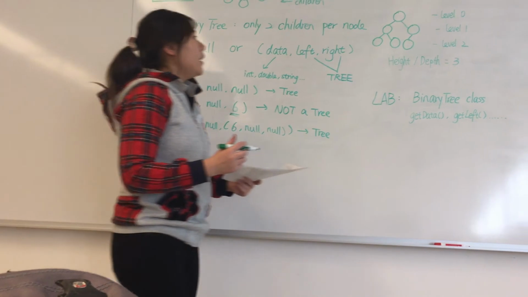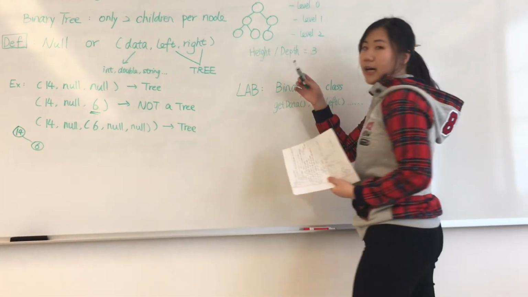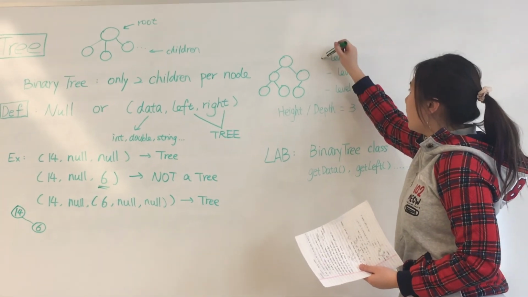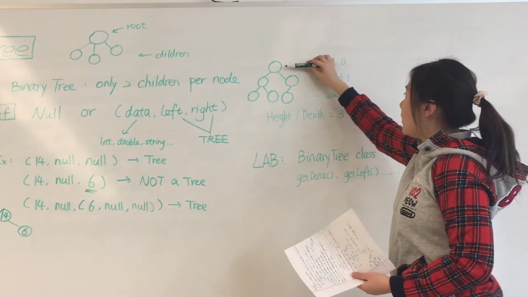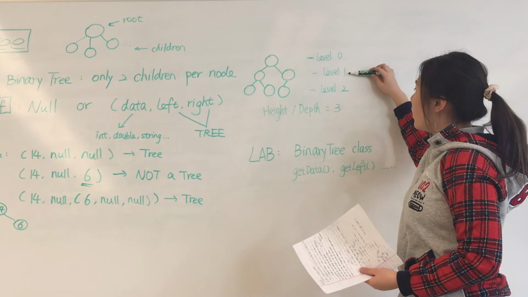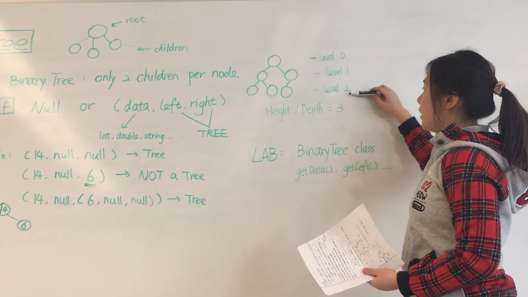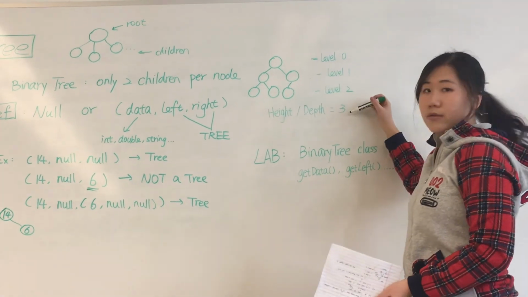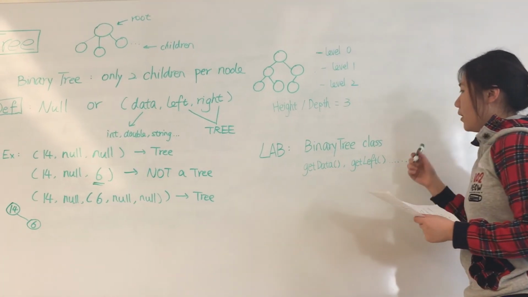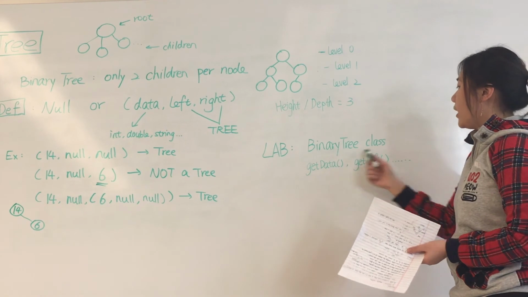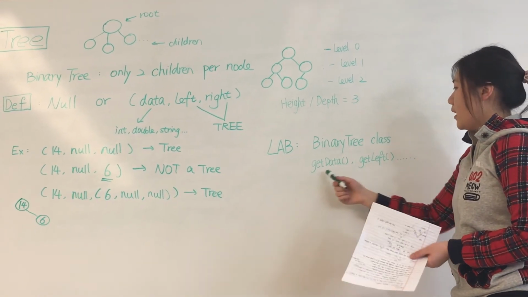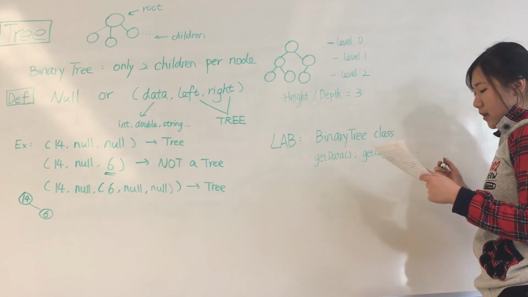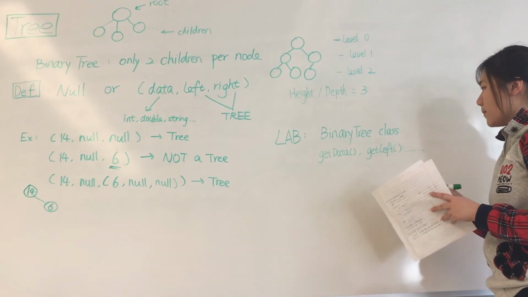And another concept is about height and depth of a tree. So if we draw a tree like this, the first level we call level 0, and then we go down one level, this is level 1, and then go down another one, this is level 2. So if we're talking about the height or the depth of this tree, it will be 3. So in the lab, you're given a binary tree class that has a bunch of functions like getData, getLeft, getRight, and setLeft, setRight, those things.